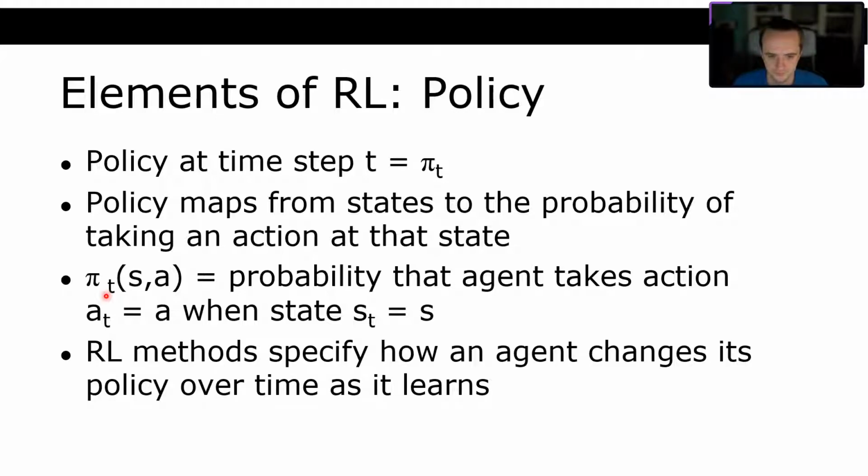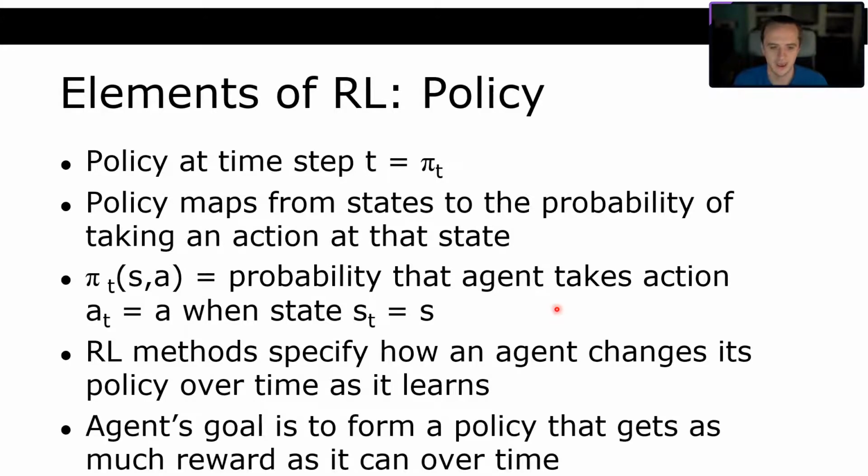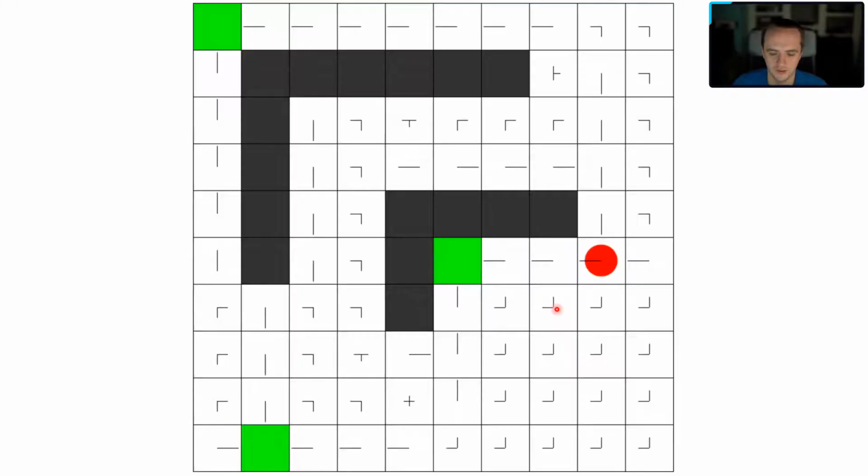Reinforcement learning methods. The algorithms that we're going to use are the things which are going to specify how an agent is going to change its policy over time as it learns. And the agent's goal is to form a policy that gets as much reward as it can over time. So, let's look at a couple of example policies.